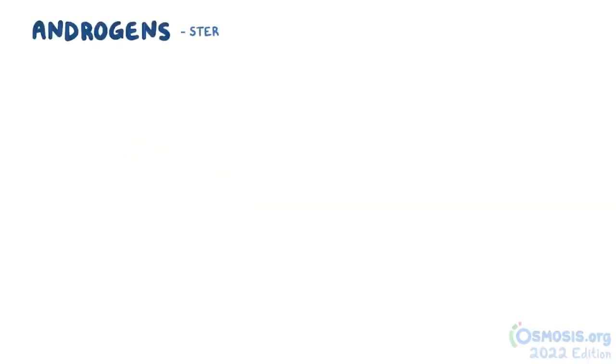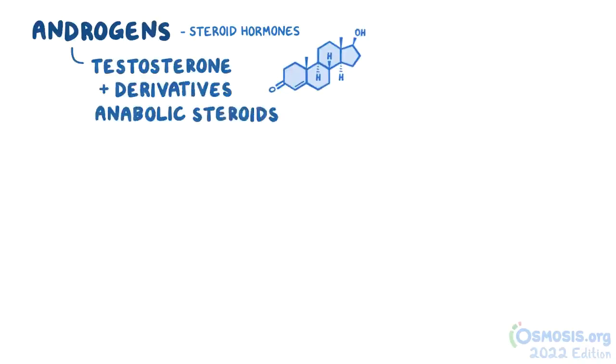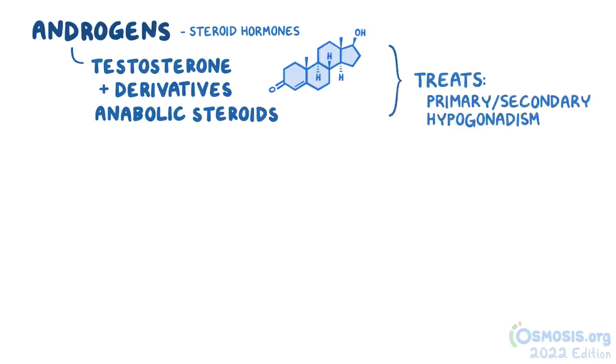Androgens are a class of steroid hormones that act as agonists to androgen receptors. Testosterone is the principal endogenous androgen, while synthetic androgens include testosterone derivatives and anabolic steroids. They bind to and activate androgen receptors and are used in the treatment of conditions where testosterone levels in the body drop lower than normal, such as primary or secondary hypogonadism.